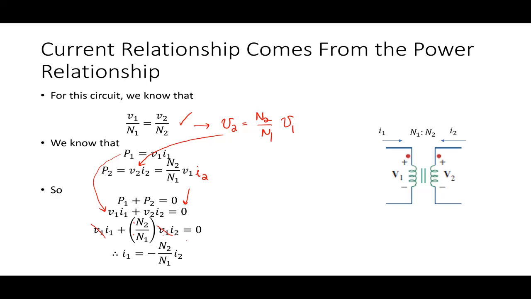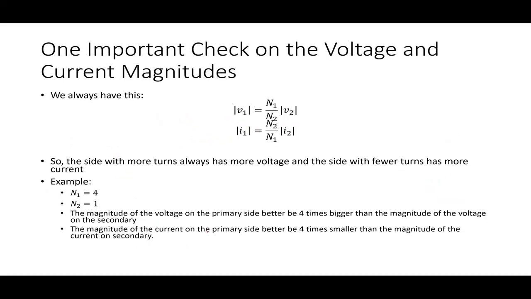So I get my basic relationship, and in this case, I see that I have a minus sign here. We'll deal with that in a second, okay? A couple of things to remember about this, and one important check that I always put in here. If you rearrange my equations, no matter what signs I have, if I have the magnitude of V1 equal to N1 over N2 times the magnitude of V2, and the magnitude of I1 equals N2 over N1 times the magnitude of I2, what I will always see from this is the side with more turns always has more voltage, and the side with fewer turns always has more current, and they're in the exact same proportion.